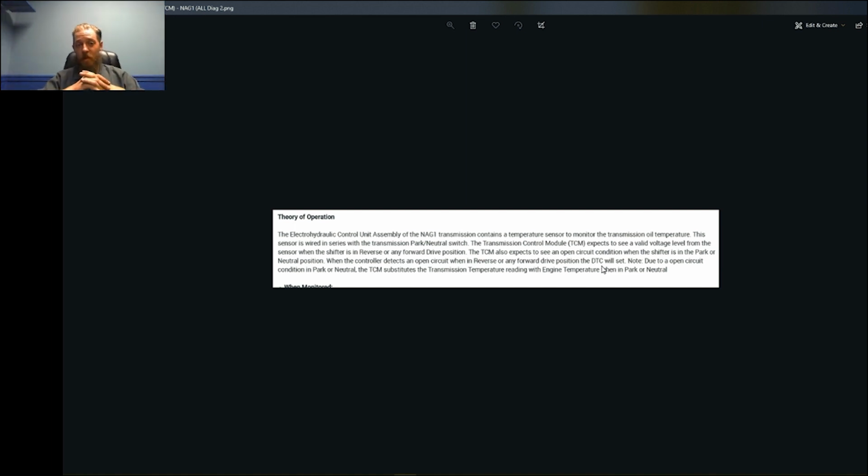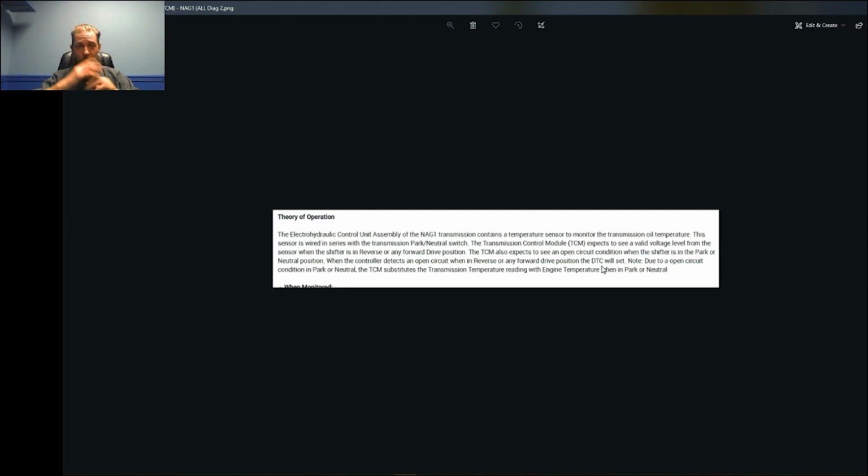Now notice it does not say that we will set a code if we see low voltage in park or neutral. It's only concerned with seeing high voltage in reverse or drive. And if you think like an engineer on this one, and this is where it comes back to critically analyzing, why would you only set a DTC for one and not the other? Well, do we really care in park or neutral what temperature the transmission is? Is it going to affect our shifting strategy? Is it going to affect our shift feel, driver comfort, overall performance, overall longevity of the vehicle and the transmission? It's not. It's in park or neutral.